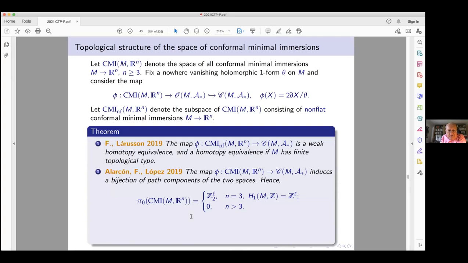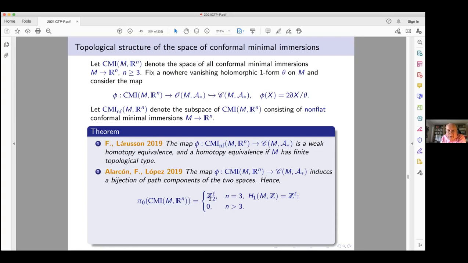Okay, the second part of this theorem. The first part concerns non-flat immersions. As I told you, I don't have such a theorem for the moment for the whole space because of these singular points. However, for the whole space, we have identified the path-connected components. So pi 0 just means path-connected components. And it turns out that the space is connected for n bigger than 3, but for n equal to 3, you have this set: the group Z mod 2, namely the group {0,1} to the power L, where L is simply the number of generators of the homology group.